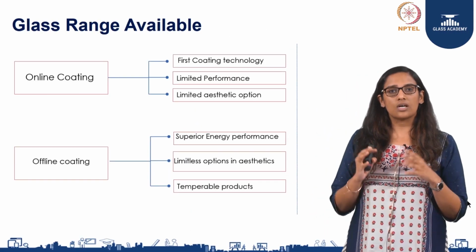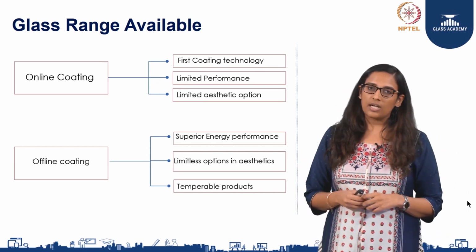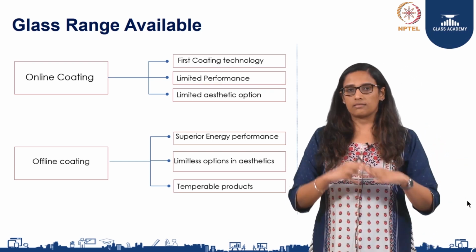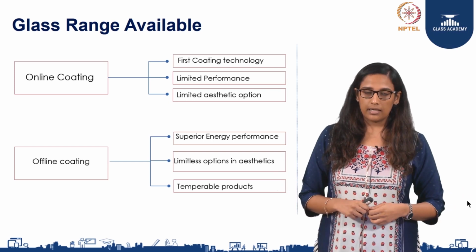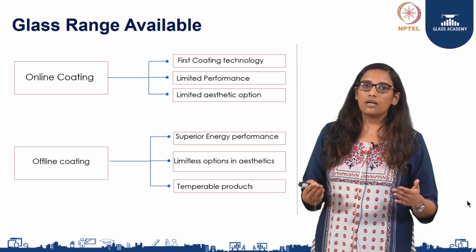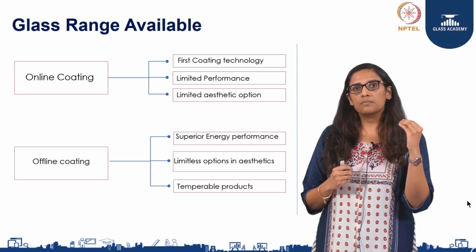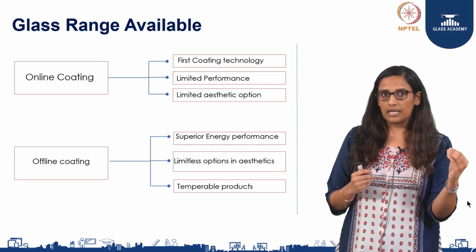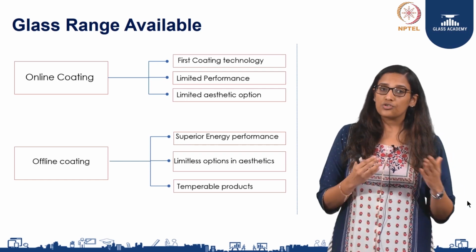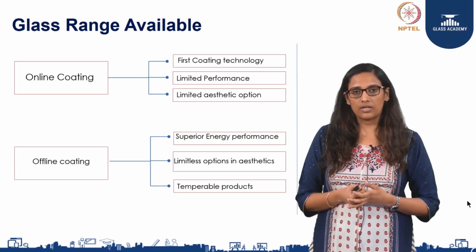What are the glass ranges available to us in the market today? It's important to know there are two kinds of glass ranges when you talk about high performance glasses. Of course, there are the common clear glasses that you see in the market, the tinted glasses which have color, and today a variety of high performance glasses. The most basic segment of high performance glass is what we refer to as online coated glass. What you see on your screen is the functionalities of this basic coating of glass.